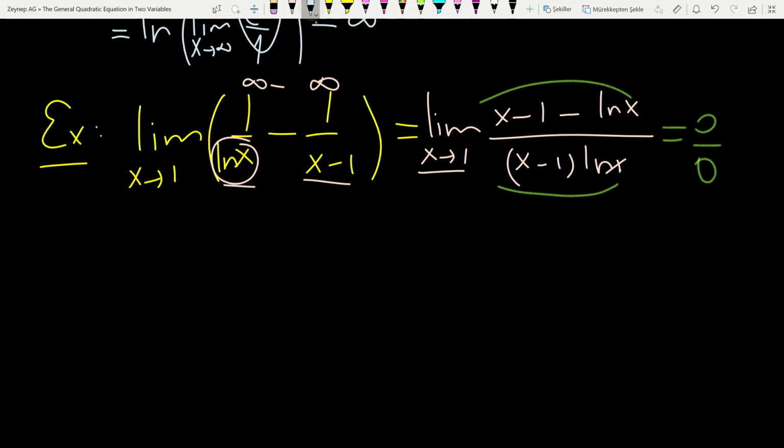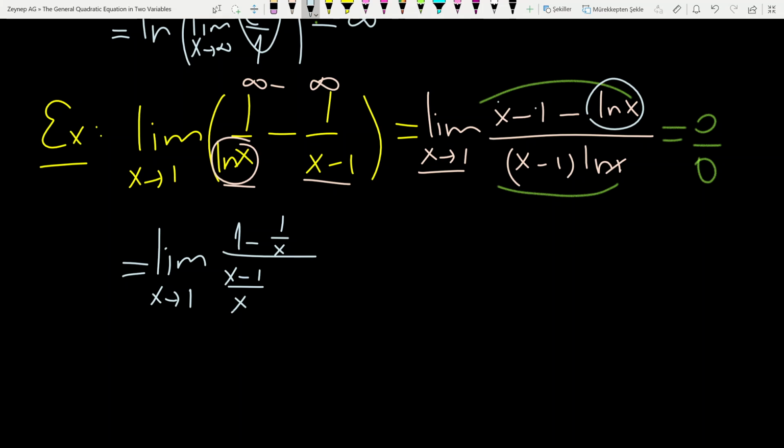So let's apply L'Hopital's rule. This limit expression is equal to derivative of numerator: derivative of x is 1, derivative of 1 is 0, derivative of ln x is 1 over x, divided by derivative of denominator. If you compute, you will see that derivative of denominator is x minus 1 over x plus ln x. You have the multiplication of two functions. Do not forget the formula for the derivative of multiplication of two functions.